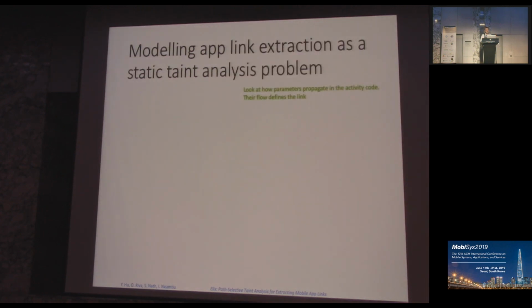So I'm going to present some code from a sample restaurant app, and we're going to see how we can model this link extraction as a static taint analysis problem. The idea is we're going to look at how parameters are propagating through the app and activity code, and the flow of these parameters actually defines the link. So this sample restaurant app takes an intent. To land here, you're going to come by an intent, and the intent has the parameters that tell you what you're actually looking for, and the intent also contains some information that's going to be displayed on a screen that's stored in a bundle.